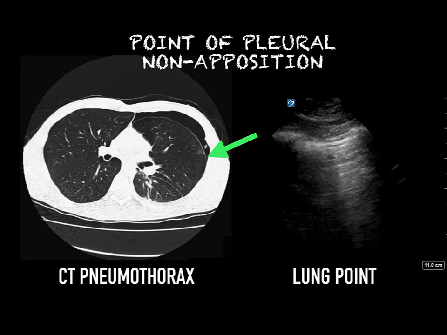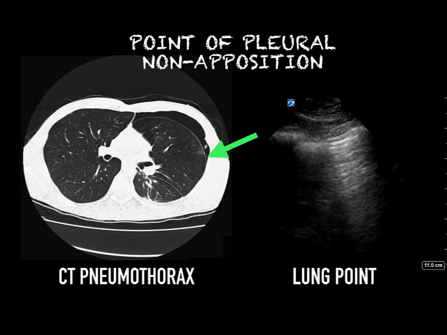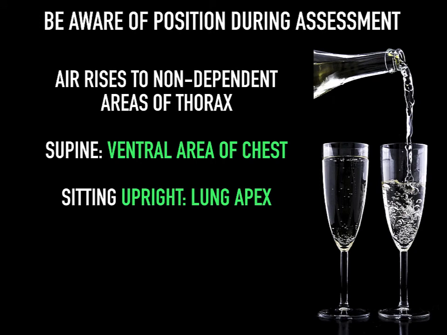As shown on the CT scan here, we can see that there is this junction of non-apposition and apposition. And this is what you're looking for at a lung point. But again, this really depends on the position of the patient during the scan. So if they're laying supine, as shown on the CT, you'll often find this junction laterally displaced. If they're sitting upright, you may have to scan along superior to inferior to find this same junction. Again, just to highlight that air rises to non-dependent areas of the thorax, and so you really have to consider this when applying these lung findings.